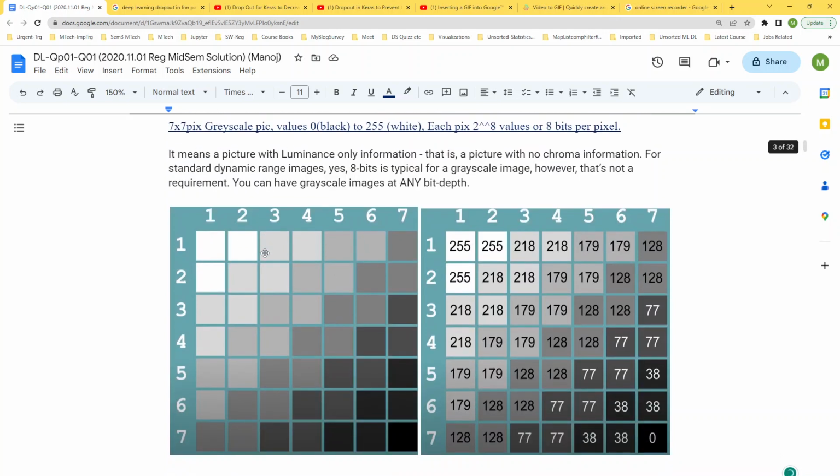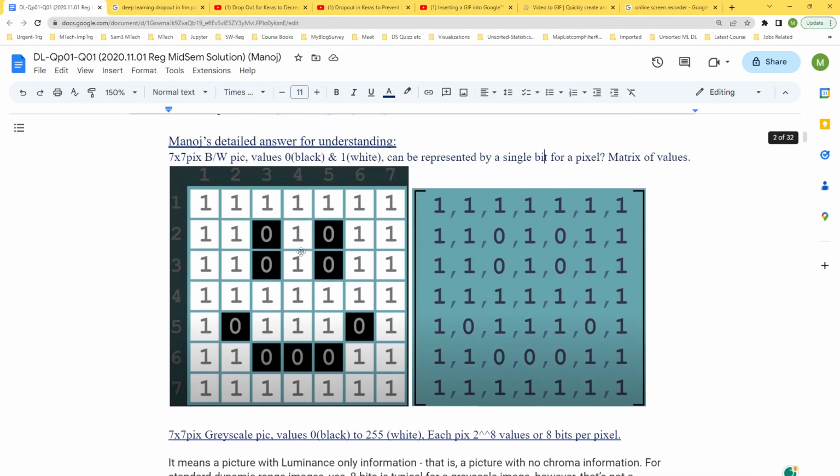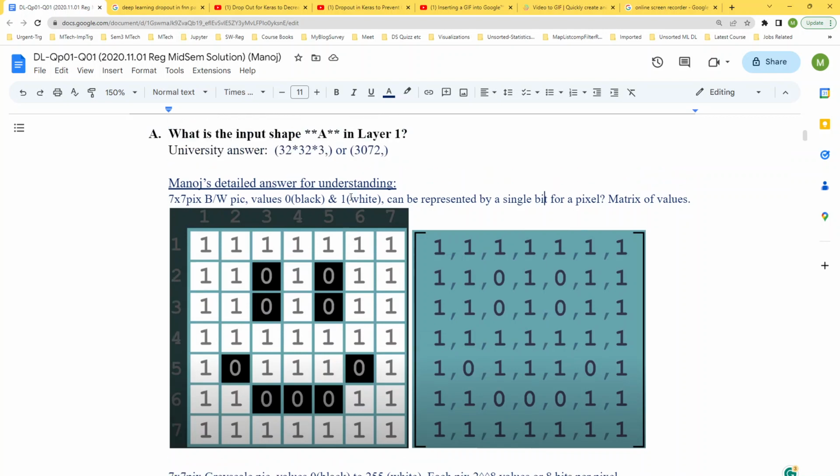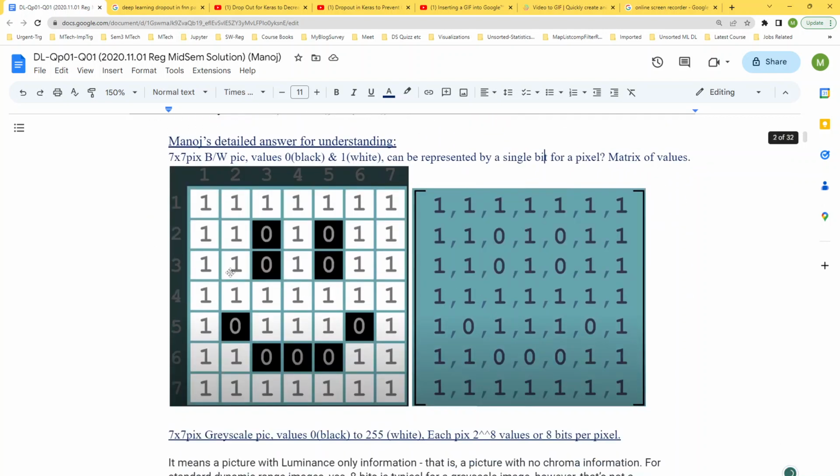So let's go to the grayscale picture now. Why is it 7 by 7? In the example I searched on the website, they are giving 7 by 7 pixels. It can be anything; in the question we have 32 by 32, but for example we took 7 by 7. It can be 5 by 5 or whatever you want.